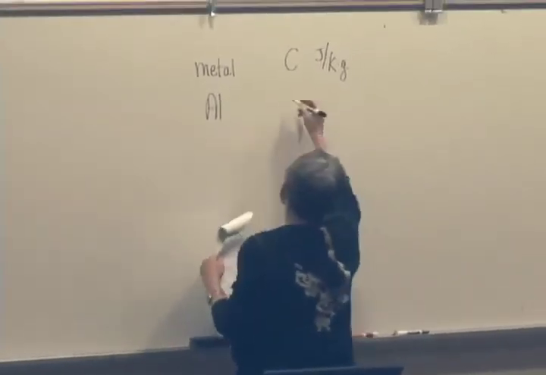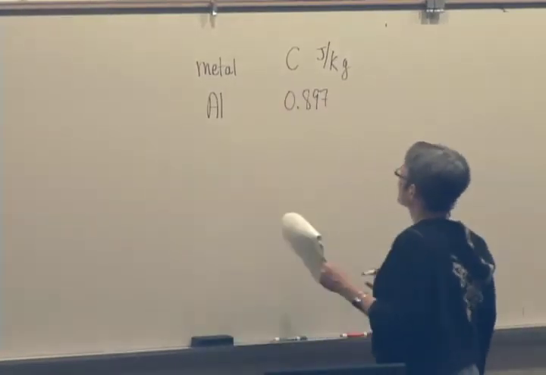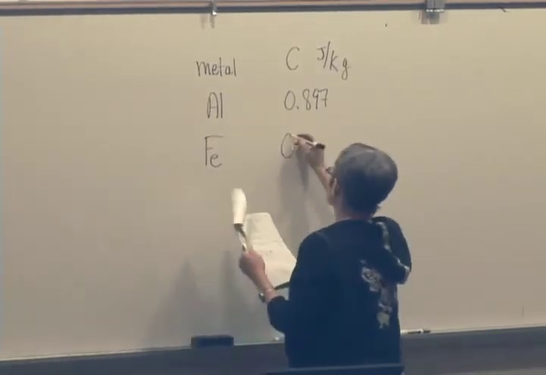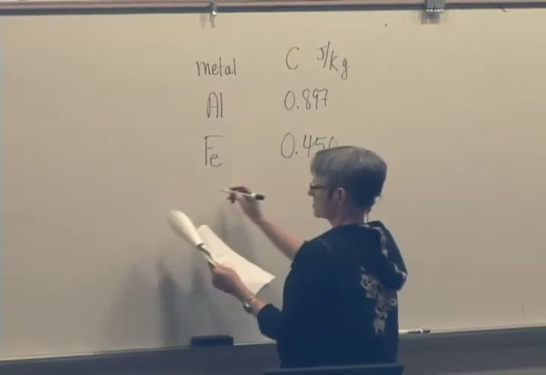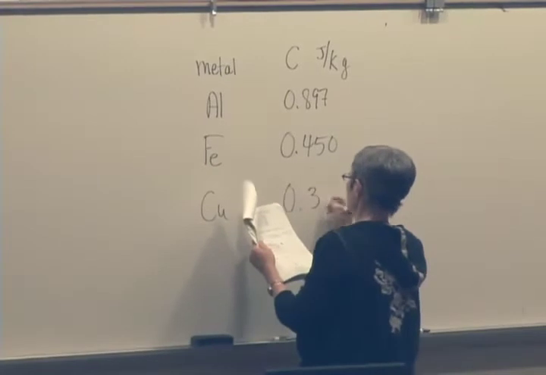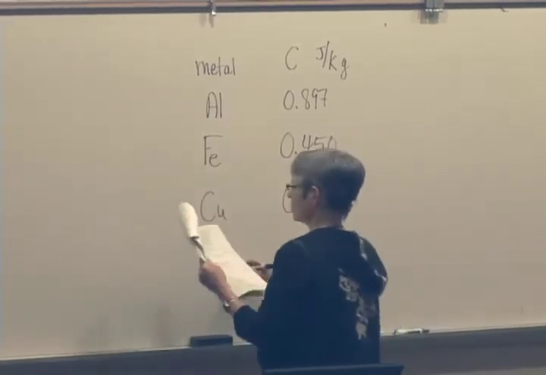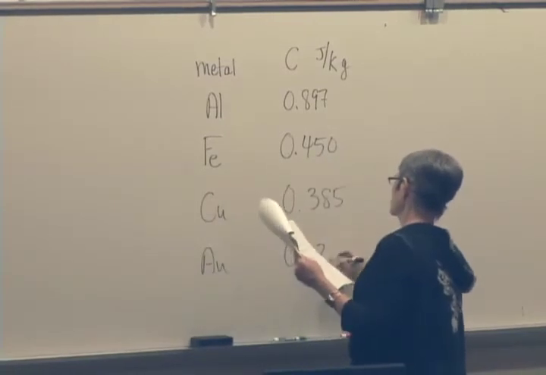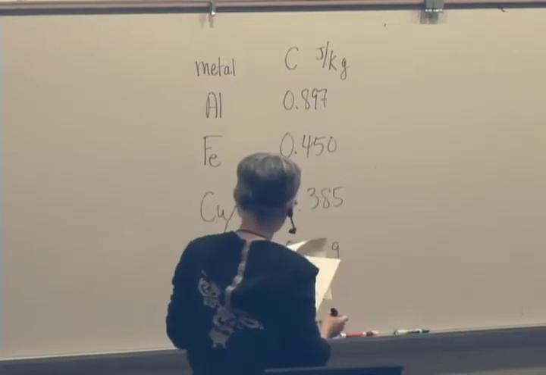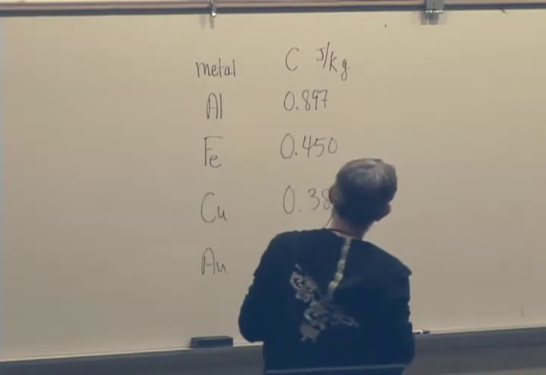Gram is 0.897. And iron is 0.450. And copper is 0.385. And gold 0.129. And there's some others, but that'll do. So they're different.